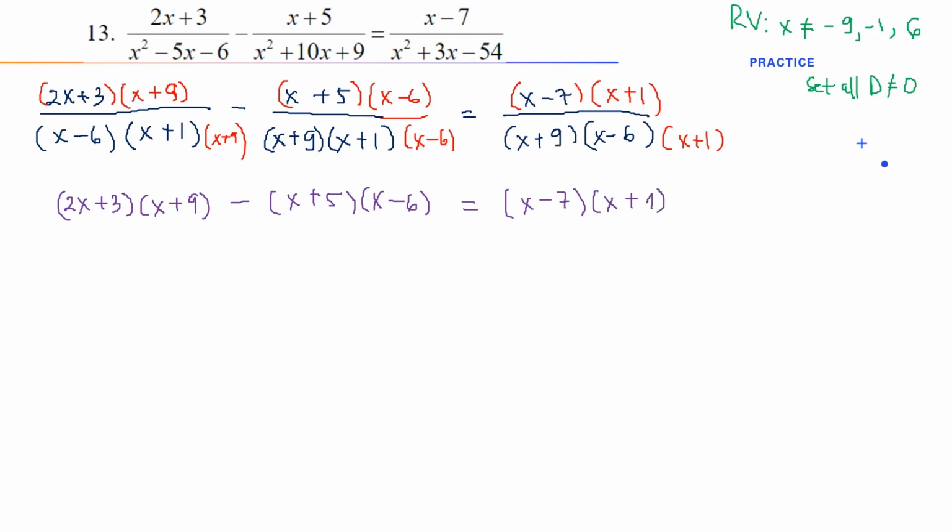Now we distribute 2x times x, 2x squared, 2x times 9, 18x, 3 times x, 3x, 3 times 9, 27. Now be careful with this negative. Alright, so let's make it the big parenthesis right here and distribute the two factors. So x squared minus 6x plus 5x minus 30.